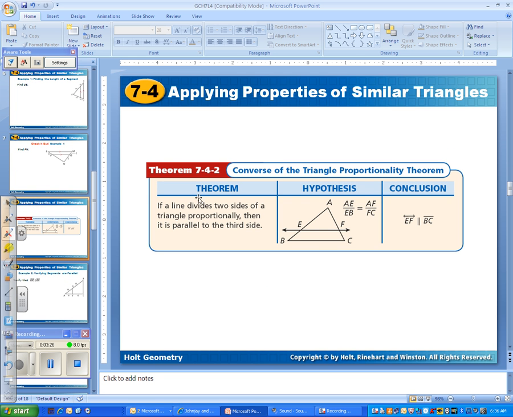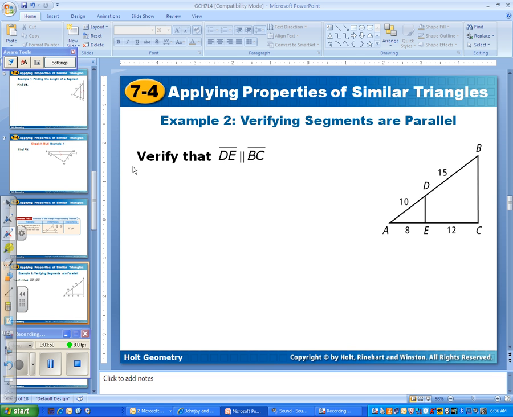The second thing is the converse of the triangle proportionality theorem. Converse means we just flip whatever it is that we were doing. So before, the first thing I had to tell you was that these 2 sides were parallel, and then we knew that the sides would be proportional. Converse means we're going to flip it. If I know that these 2 sides are proportional, that means we can conclude that this side is parallel to this side. So we're just doing basically the opposite of what we were just doing. So verify that DE is parallel to BC. We want to prove that this one is parallel to this one.